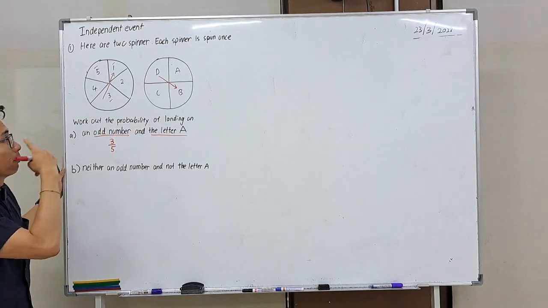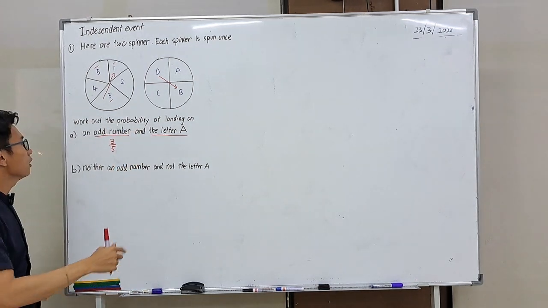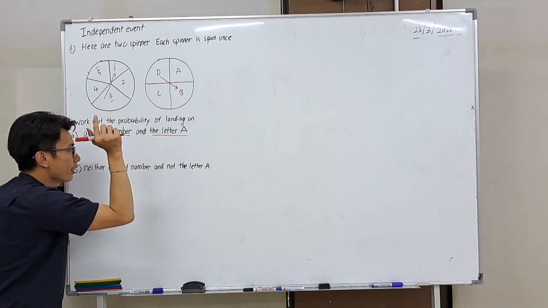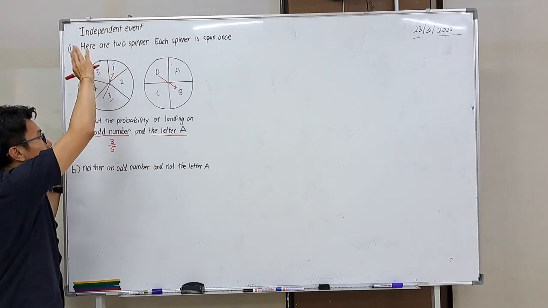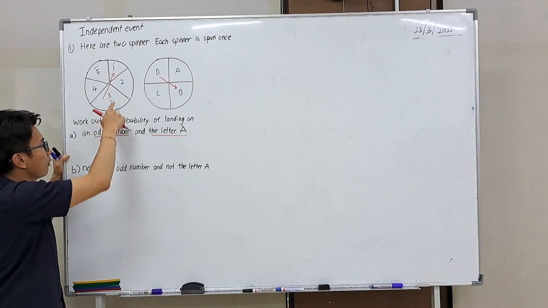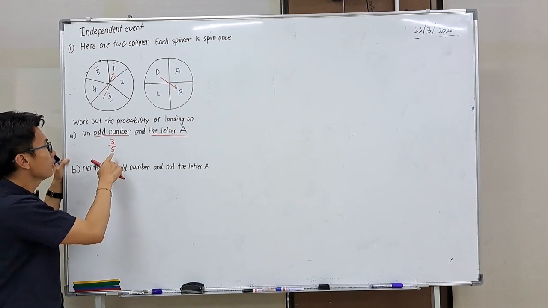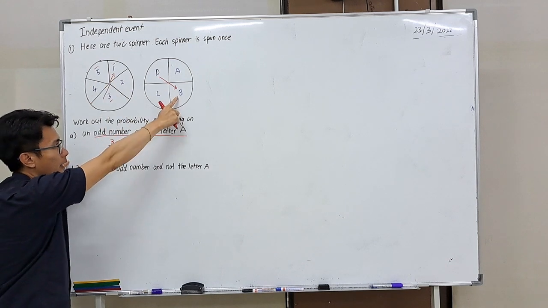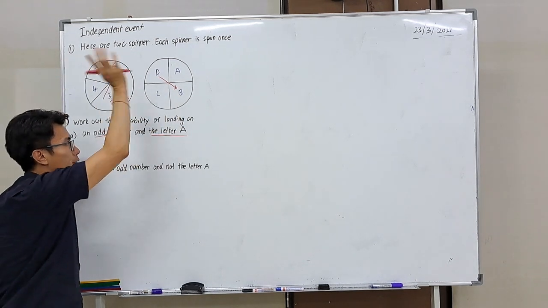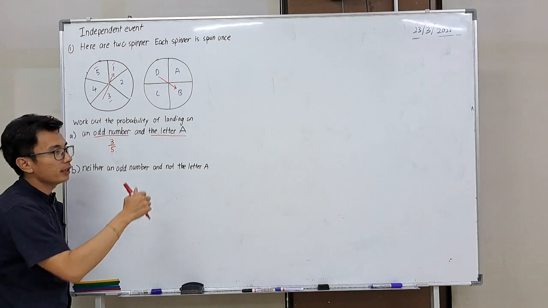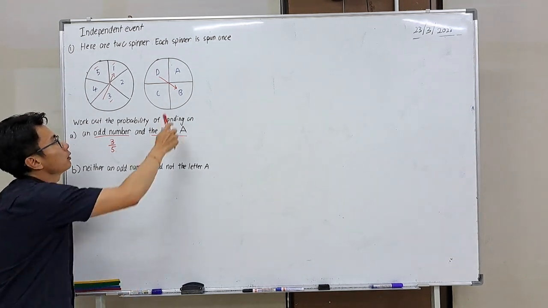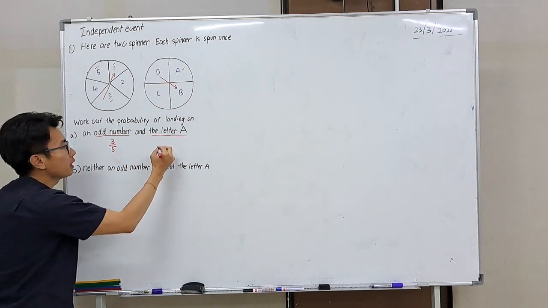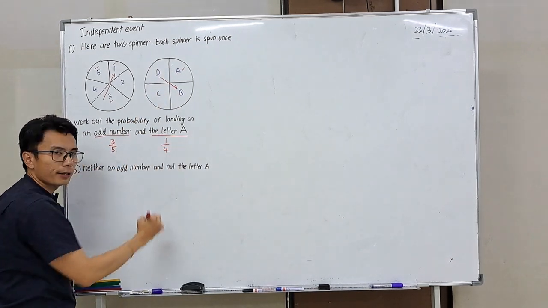So let's continue with this example. I'm interested in finding the probability that I'll get an odd number and then the letter A. Let's say I spin the first one; we already found the probability that I get an odd number is 3/5. I'm done with this now. Here comes the second one. I roll this second spinner, what's the probability that I'll get the letter A? There's only one A out of the 4, so my probability here will be 1/4.